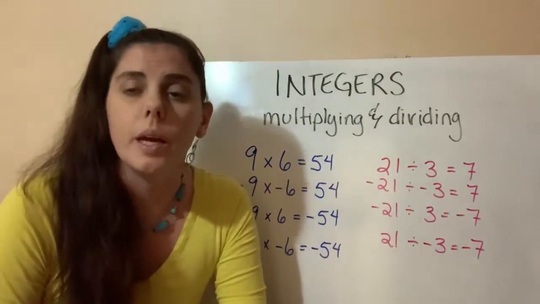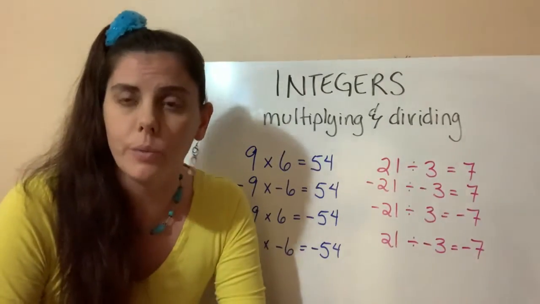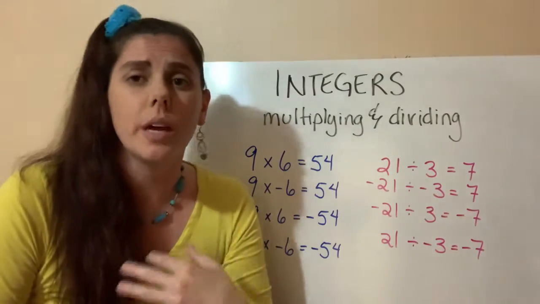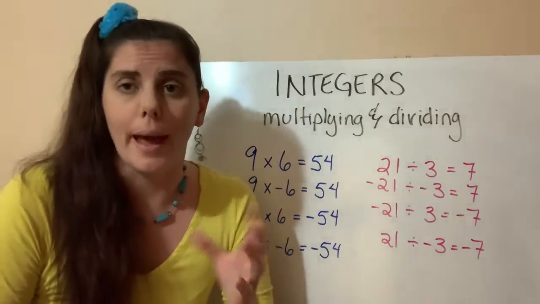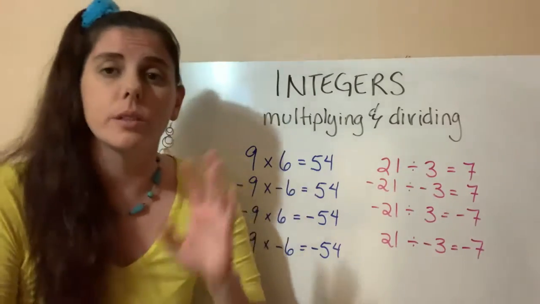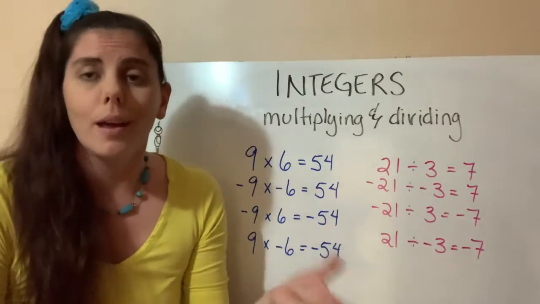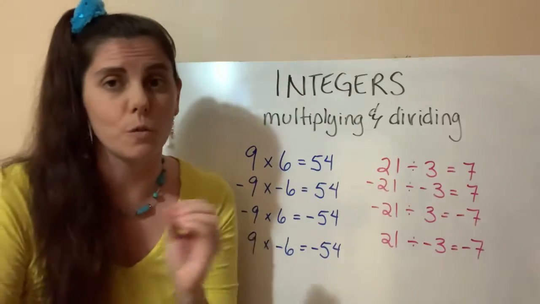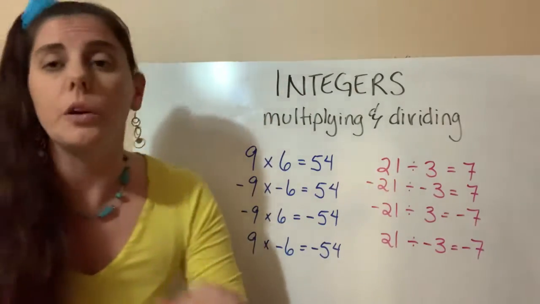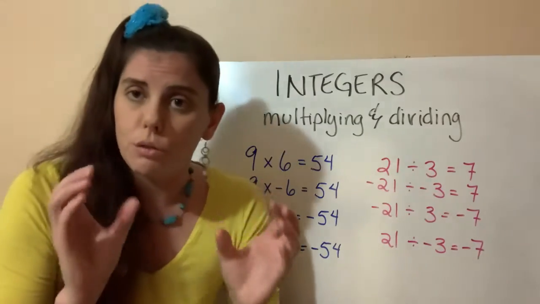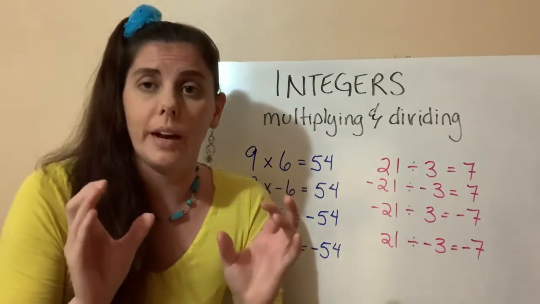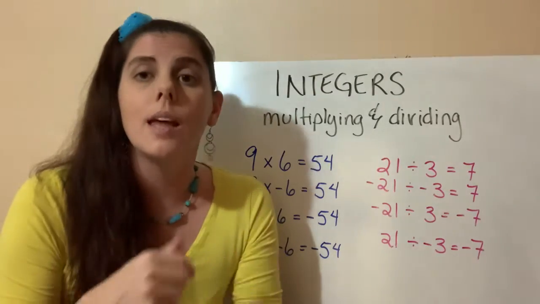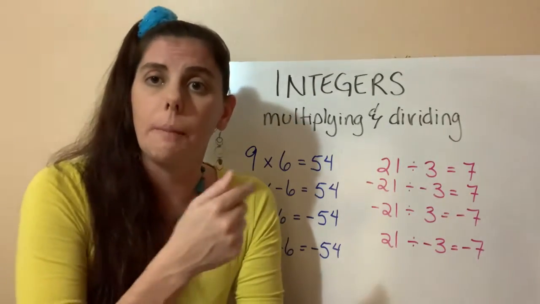So how do we multiply and divide with integers? And personally, I think that multiplying and dividing integers is way easier than adding and subtracting integers. There are some really basic rules to remember, and that helps us remember how to multiply and divide integers very easily. So basically what you want to remember is if the two numbers that you're multiplying or dividing have the same sign, so you have two positives or two negatives, the answer will be positive.